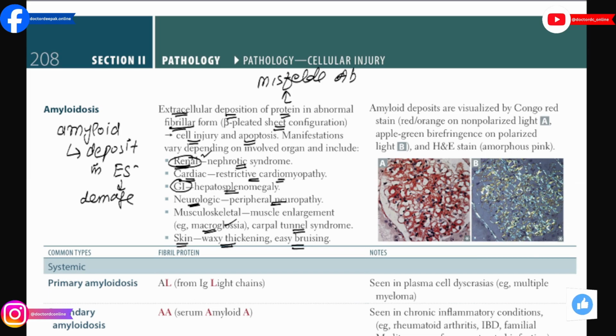Then, when these abnormal proteins, which we call amyloid, deposit in the extracellular space, we can see them by using the Congo red stain, on which they appear red-orange under non-polarized light. Here you can see the diagram showing the abnormal proteins. And you have to keep in mind that you can also see them under the microscope with polarized light, where they present as apple-green birefringence. So just keep one thing in mind: these abnormal proteins can be visualized by different methods.